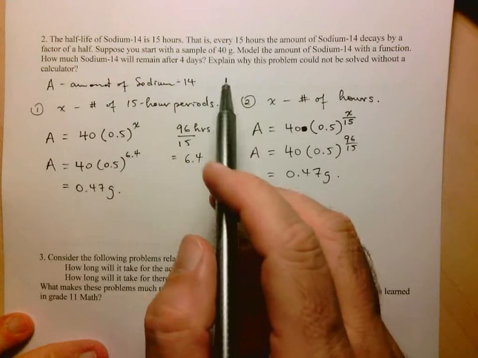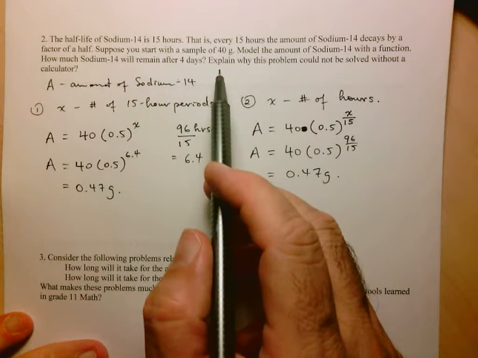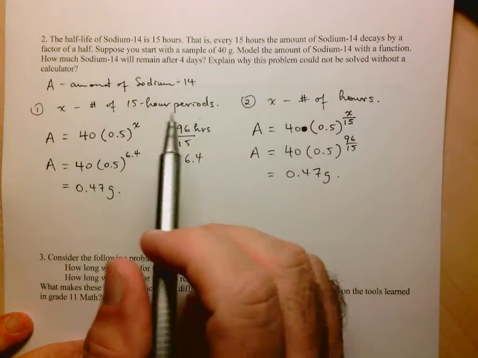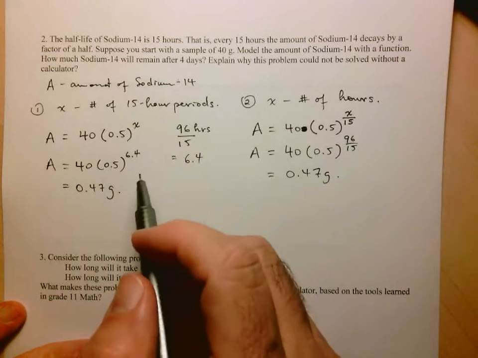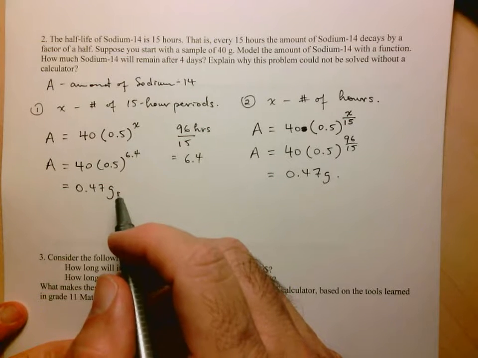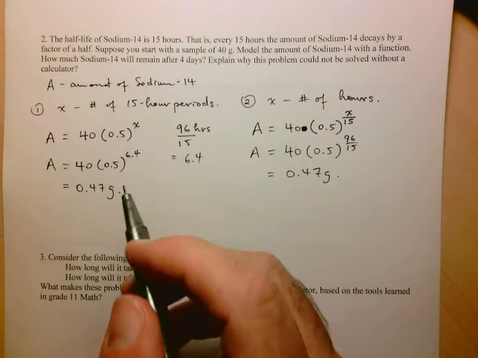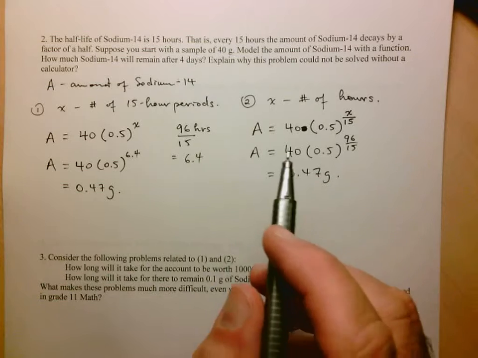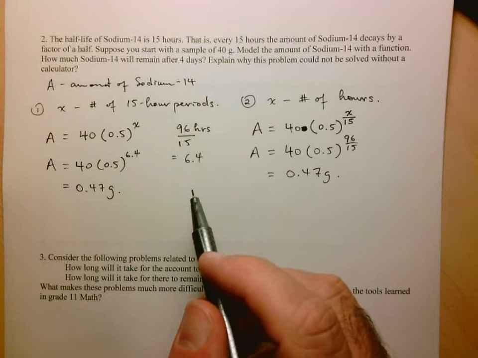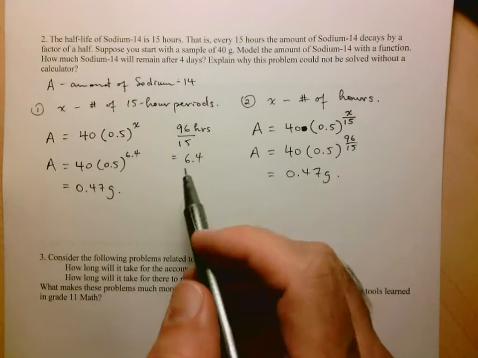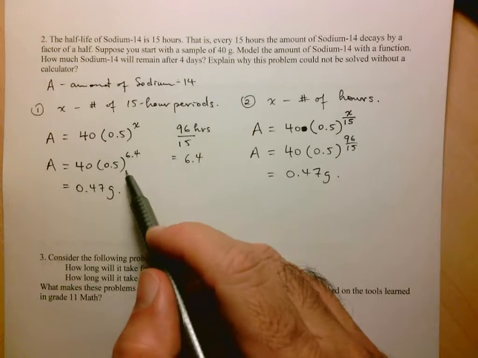Now let's go to this last thing here that I ask. I say, explain why this problem could not be solved without a calculator. Now, that's a bit of a strong statement, because certainly people would have been solving these types of problems before the advent of calculators. But let's say with the knowledge and the tools that we have, the problem here is this exponent of 6.4.